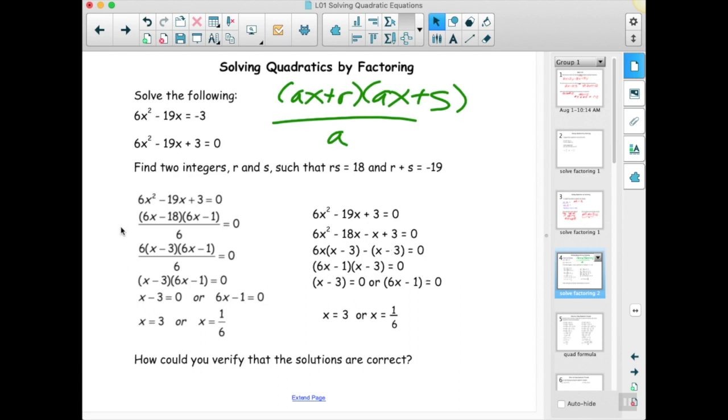This is much faster. This is the method I think you should learn if you're heading off to take a math course in university. How could we verify the solutions were correct? You're just going to plug a 3 into here, and you should get 0 back. Plug in a 1/6 into there, and again, you should get 0 back.